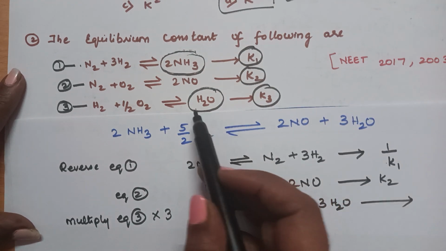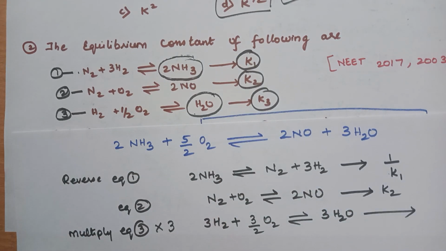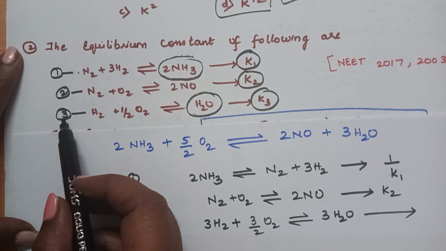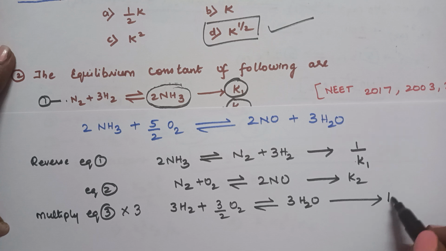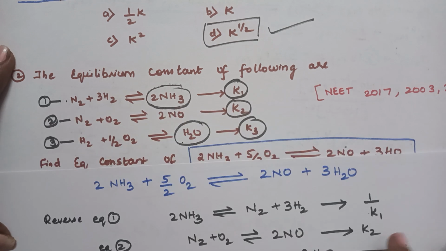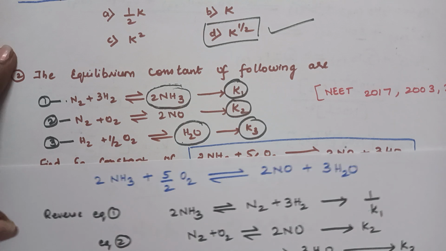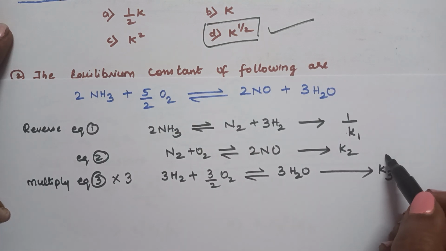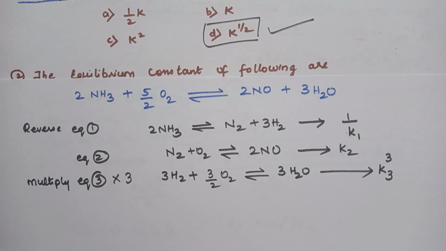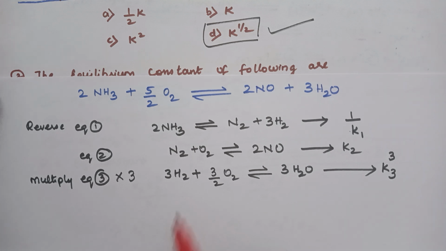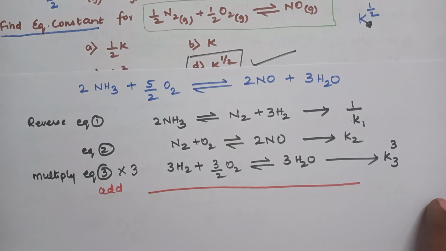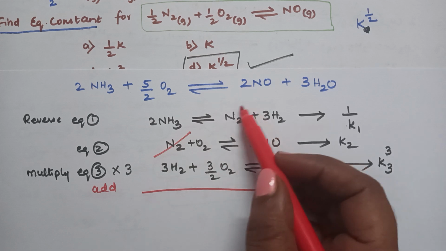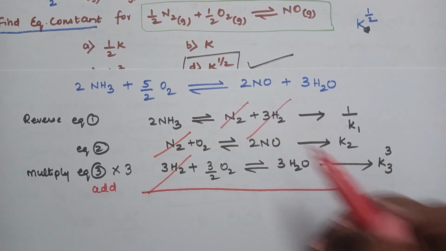So for the third one, what will be the equilibrium constant? I have multiplied the equation by 3. So if I multiply by 3, what do we have to write for the constant? We have to write it in power. So K3, and to this we have to write power 3. So now the next step is to add all the equations. Add all the 3 equations. When you add all the 3 equations, what will happen? Nitrogen will get cancelled. 3H2 will get cancelled.